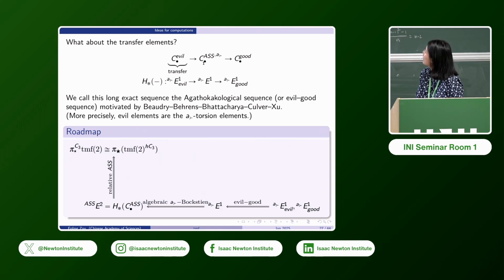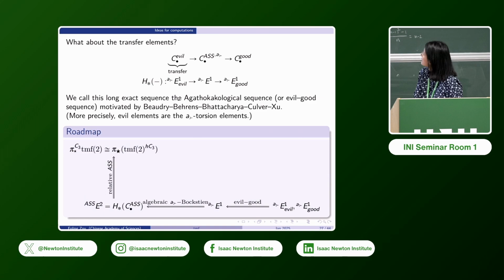So how do we get them back? Well, in the A-spoke filtered cochain complex, we can take out all the transfer elements as a sub, and the quotient we call it. The sub we call evil, the quotient we call good. And you can compute homology of these parts. You will get a long exact sequence of homology groups.